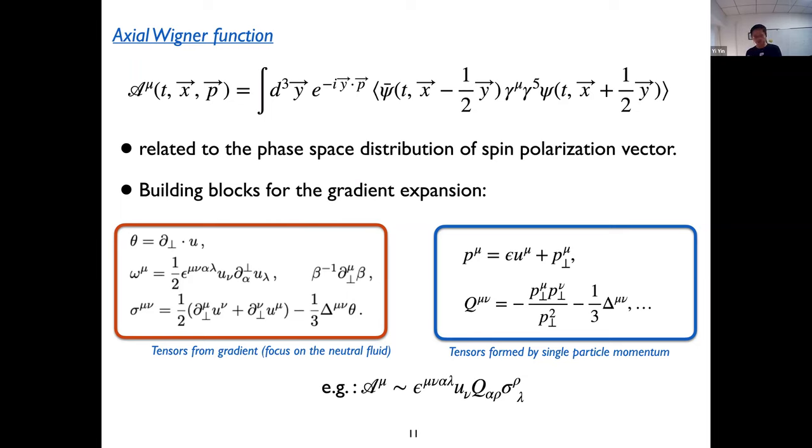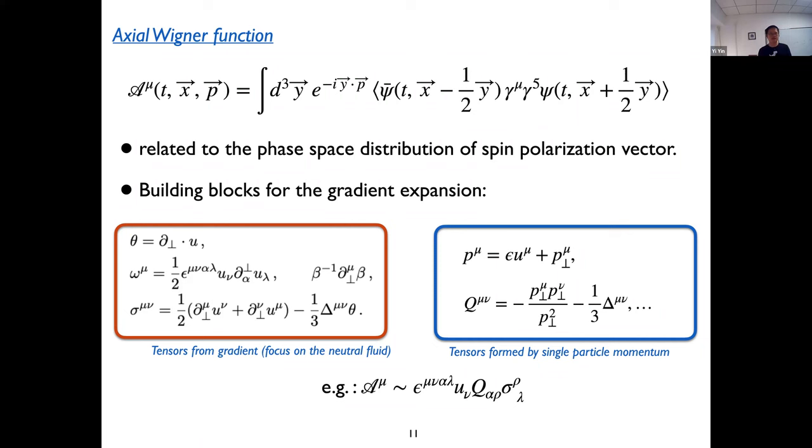To construct the expansions, we can also build up tensors from the single particle momentum, including q mu, as well as q mu q nu, which is the relativistic version of the single particle quadrupole. And now we can just write down all the possible terms allowed by the symmetry, such as the contraction between the quadrupole and the shear.